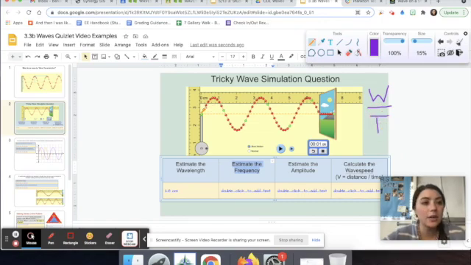So I'm going to count how many waves I have here. A wave is a complete up and down and back to that center. That is a complete wave. So I'm going to start at the very beginning. Up, down, back to the center. That's one wave.